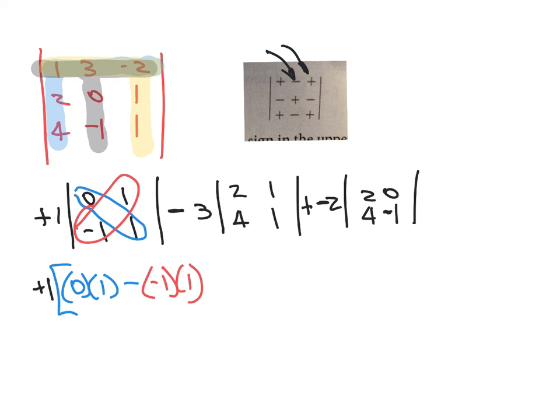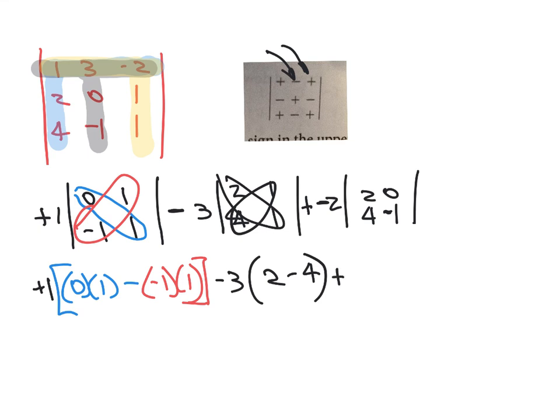Okay, and then after that we take our -3, and we do the same thing. This minus this. Okay. Then we do plus our -2 times this minus this. Okay. Now we just start putting all this together.